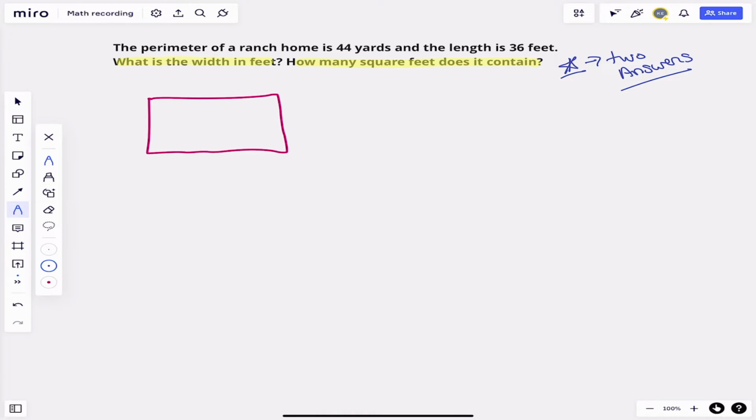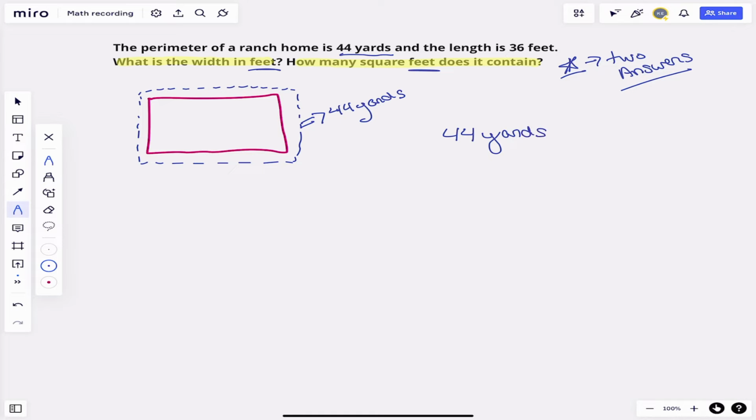So I know that this 44 yards is actually what it would be all around here. If I were to add up all the feet going around, that's the perimeter. And it's telling me that it's 44 yards. So I'm going to go ahead and do something with that. What do I know? Well, right now, I know it's asking me for the width in feet and it's asking me for square feet. So I need to take these 44 yards and I need to get them into feet.